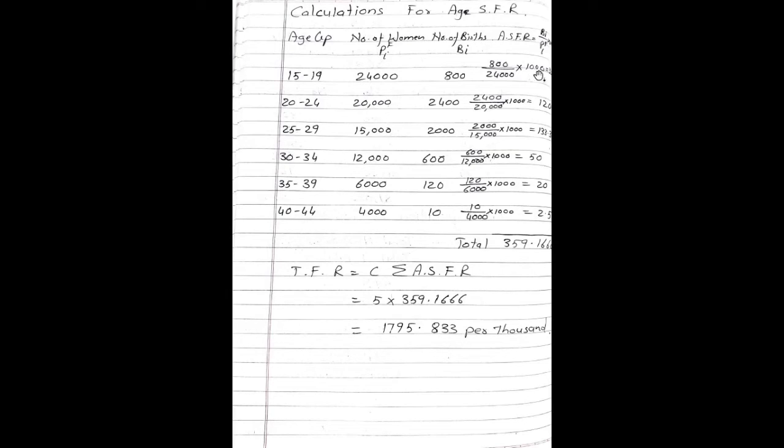Now to calculate total fertility rate, we need the sum of ASFR. So 33.33 plus 120 plus 133.33 plus 50 plus 20 plus 2.5. The total becomes 359.1666. So TFR is equal to C, which is nothing but width of the age group, into summation ASFR, which is equal to 5 into 359.